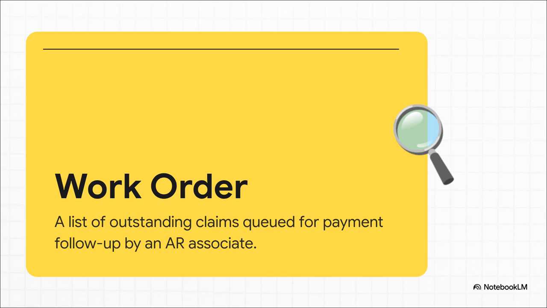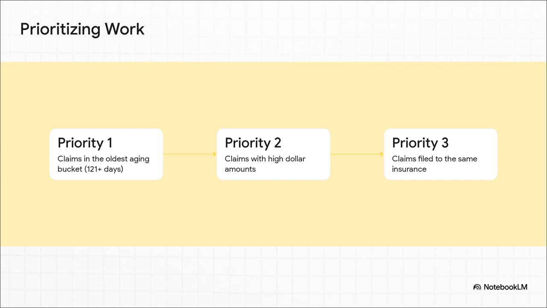There's this massive temptation to just randomly start working claims, or worse, to just cherry-pick the ones with the highest dollar amounts. But I am warning you against that right now. Random execution leads to lost revenue. You need a strategy. To balance everything, you absolutely must follow this mandatory prioritization flow. Priority 1, you always start with the oldest aging bucket, the 121-plus days. You have to address these before they hit strict timely filing limits and become completely permanently uncollectible.